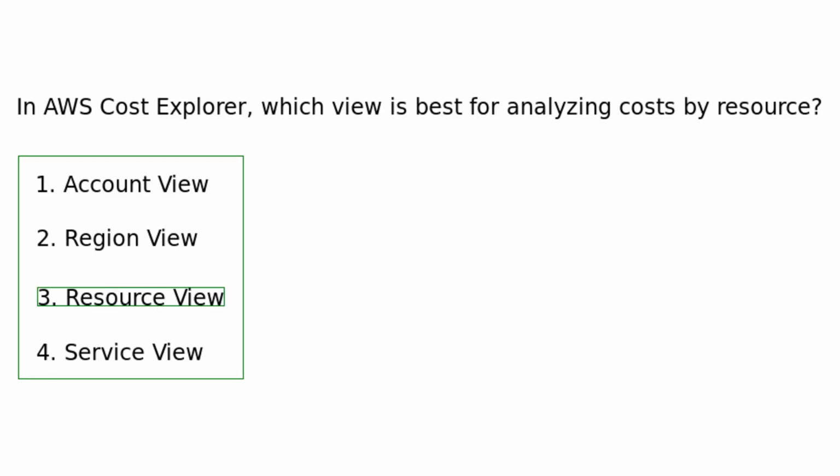The resource view in AWS Cost Explorer breaks down costs by individual AWS resources like specific EC2 instances or S3 buckets, offering granular cost insights.